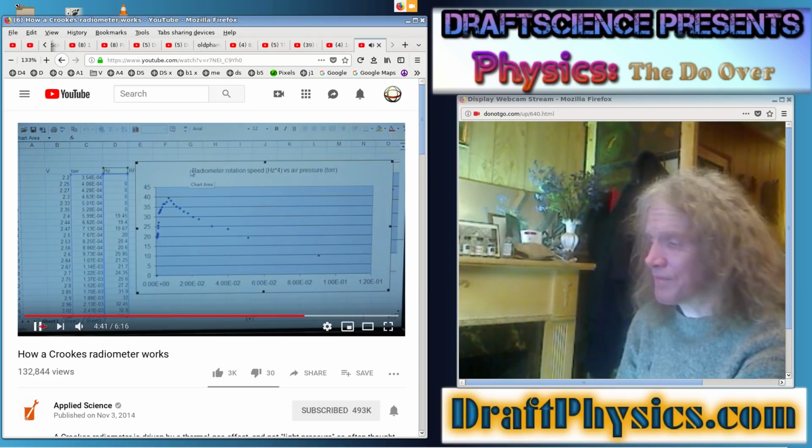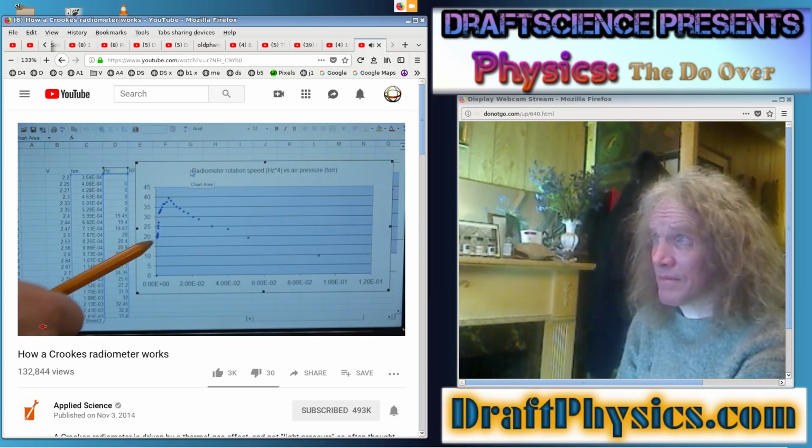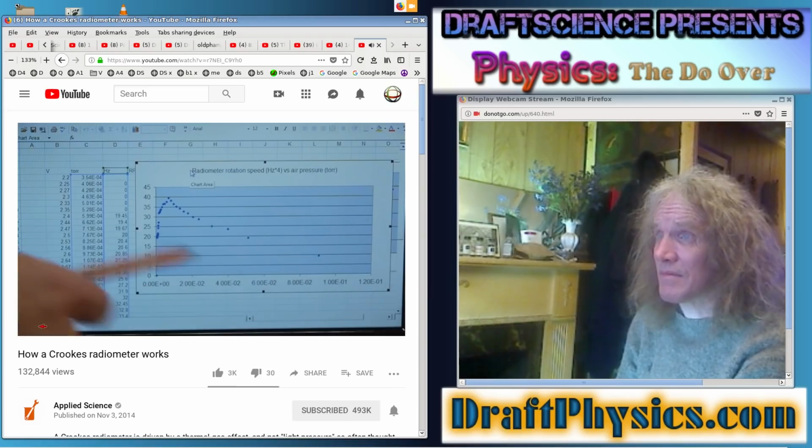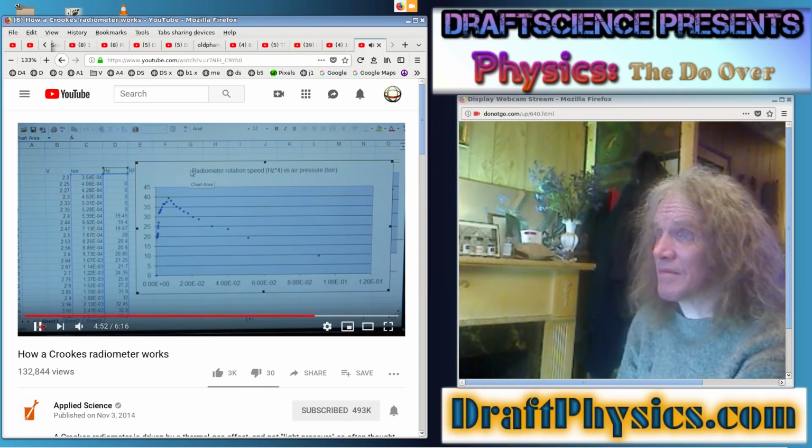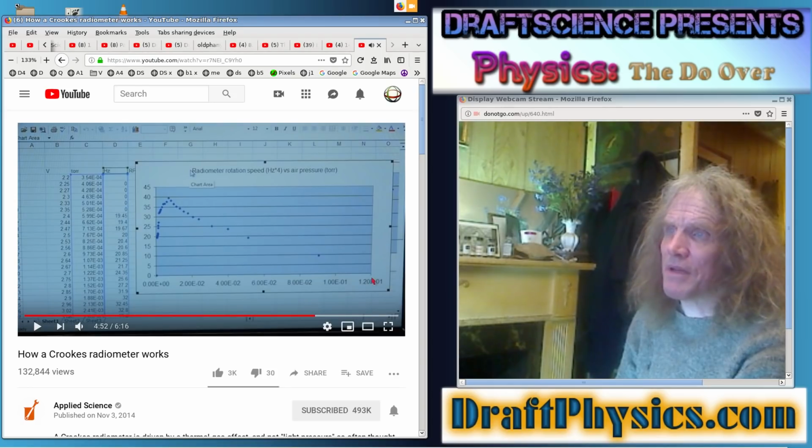We now have our data, and just as we suspected, the radiometer doesn't spin at very low pressures, and it doesn't spin at very high pressures, but there's this perfect balance point, which in this case corresponds to about... So I suppose he pumped it up above. Yeah, this is 1.2 atmospheres. Okay, so here's 1 atmosphere. So it doesn't spin at regular air pressure.